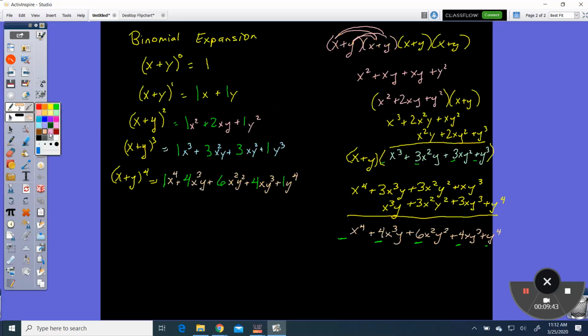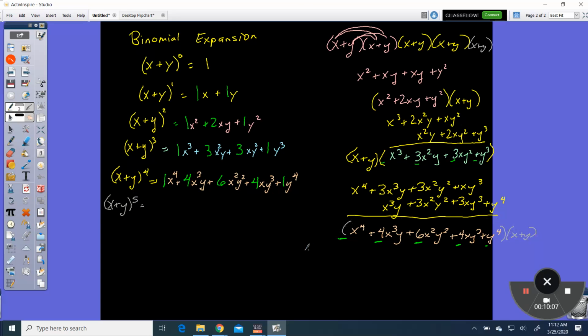Okay, so I am going to multiply this now by another x plus y, because that's x plus y to the 5th. So see up here, I have 1, 2, 3, 4, 5 of them. So 4 of them multiplied together was this one. So I'm just going to multiply this times another x plus y. So I'm going to distribute that to all of those.